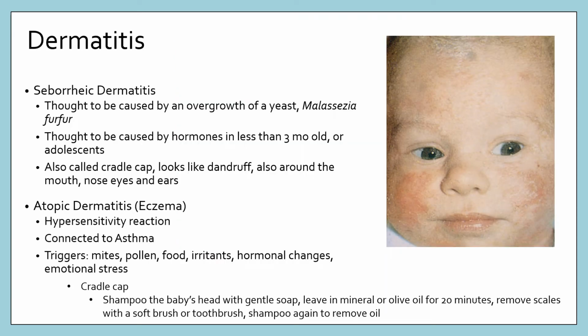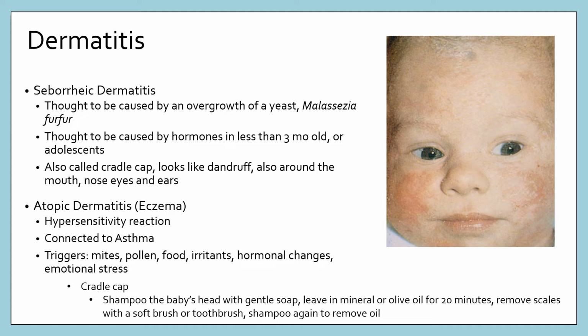This is seborrheic dermatitis, and this is generally seen in kids. It looks like it's on newborns. It looks like Candida on the scalp, but this is a slightly different kind of yeast, so it's not exactly the same. This is called cradle cap, and because it looks like dandruff, it can also occur around the mouth, the nose, the eyelids.